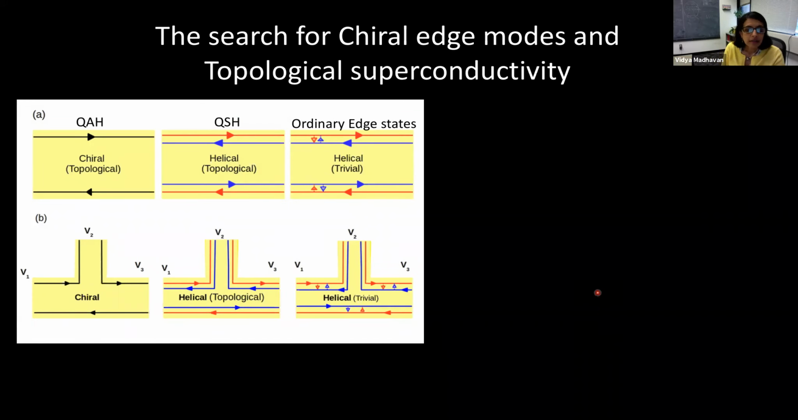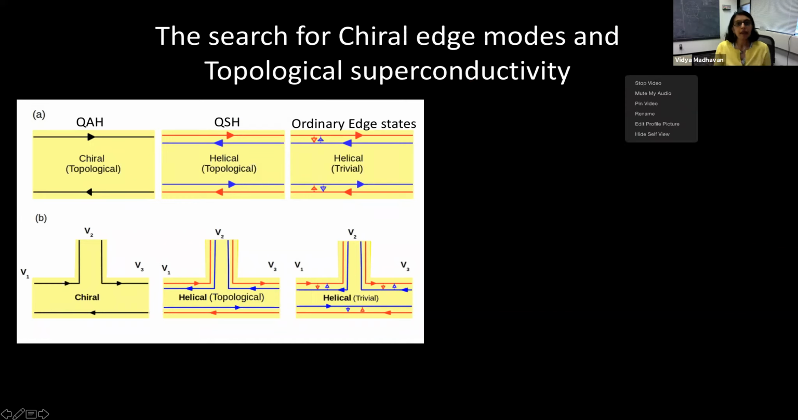Okay, so let me just move this. It's blocking me. Great. Over the last 15 or 20 years since the discovery of topological insulators, you know that we've been searching quite intensely for two-dimensional materials with edge states. In fact, we've been searching for topological materials with edge states.